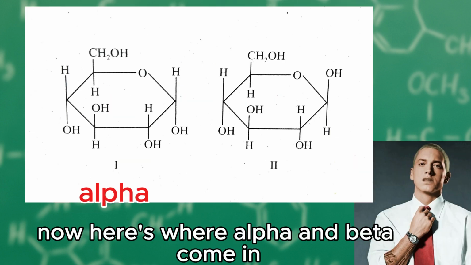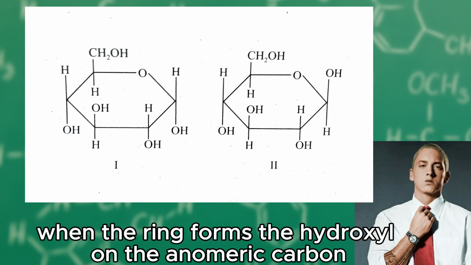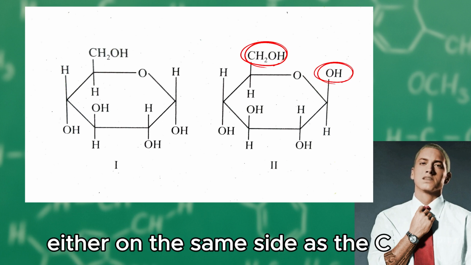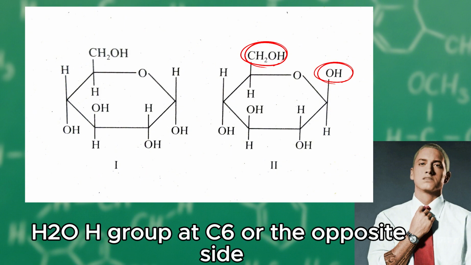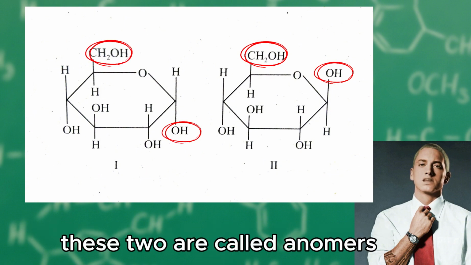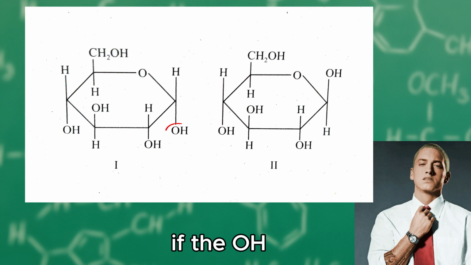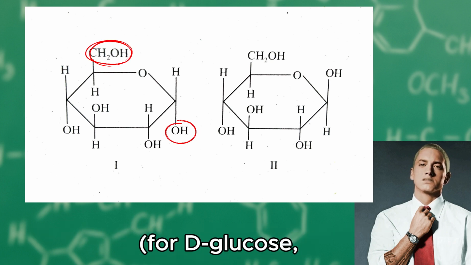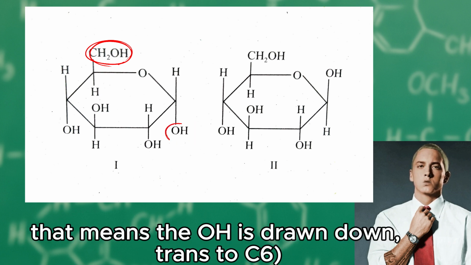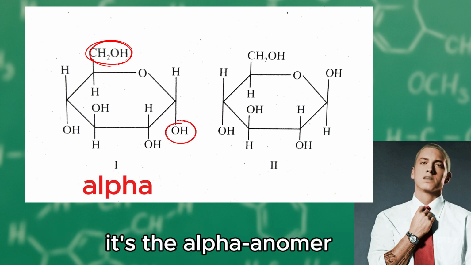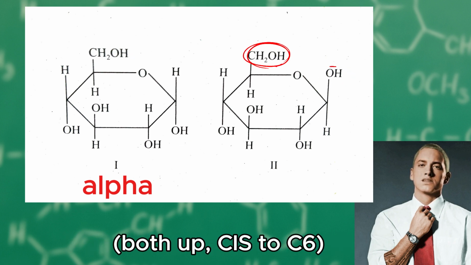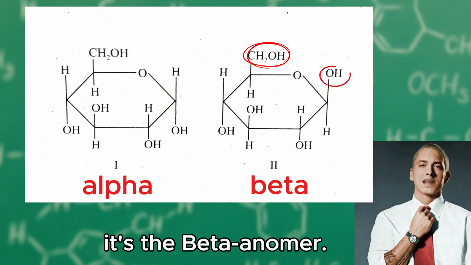Now here's where alpha and beta come in. When the ring forms, the hydroxyl on the anomeric carbon can end up in two positions, either on the same side as the CH2OH group at C6, or the opposite side. These two are called anomers. If the OH at C1 is on the opposite face of the ring as the CH2OH, for D-glucose, that means the OH is drawn down, trans to C6, it's the alpha anomer. If the OH is on the same side, both up, cis to C6, it's the beta anomer.